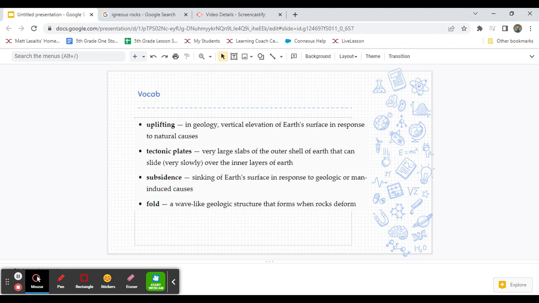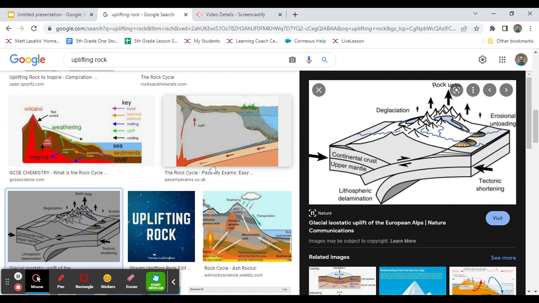All right, let's check out a few more here in video two. Our next word is uplifting, which is a geology term. It says vertical elevation of the Earth's surface in response to natural causes. So we'll take a look at a picture of that, make it a little bit easier to understand. All right, so here we've got some pictures of uplift.